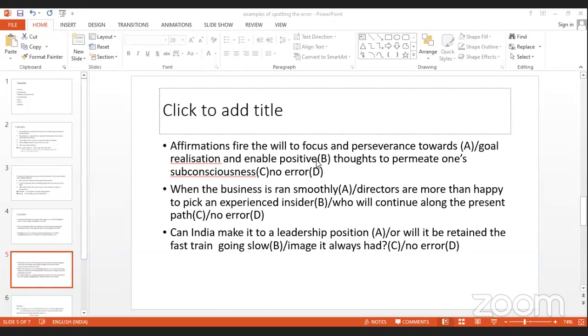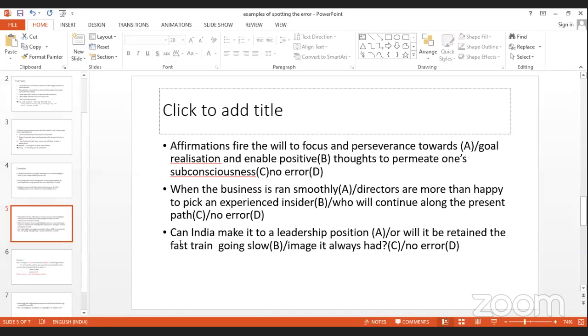So everybody has spotted the error, right? That is A. The answer is A. Got it? Understood? Yes, Aniket has said ing form, correct. All right. So now let's move on to the next question. What is the next one? Give me the answer for the third one.